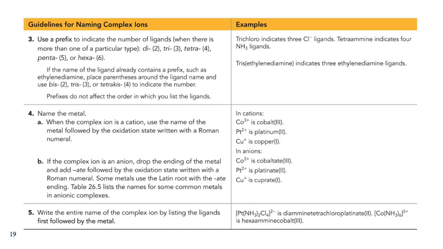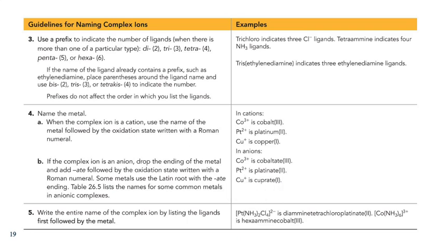Some of these ions, though, are anions. The complex ion is an anion. So then the name has to be different. Now we're going to take the ending of the metal name, drop that off, and end it with -ate, again using the oxidation state written in Roman numerals. So Co3+ as part of a negative complex ion would be called cobaltate(III). This would be platinate(II), cuprate(I).